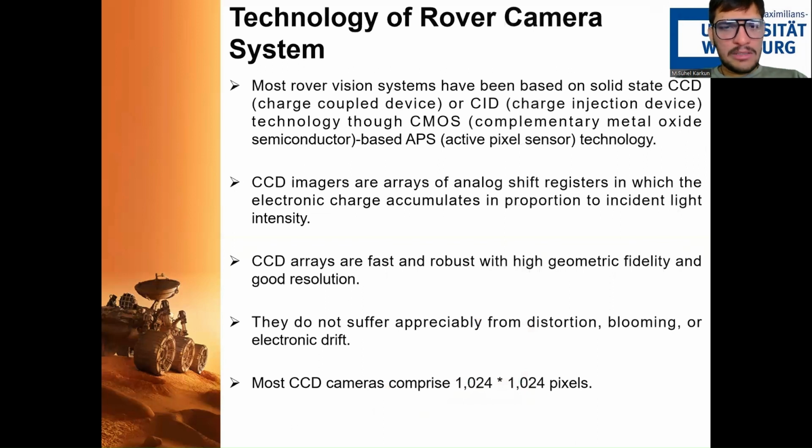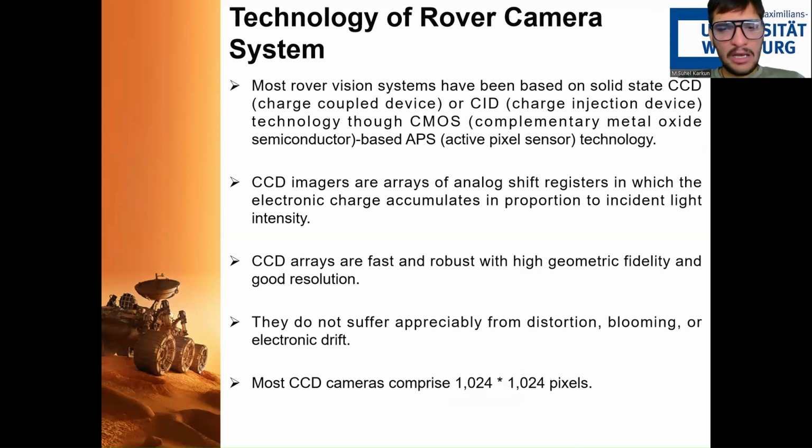Technology of rover camera system. Most rover vision systems have been based on solid-state CCD, charge coupled devices, or CID, charge injection devices technology, through complementary metal oxide semiconductors based on APS technology, active pixel sensors technology.